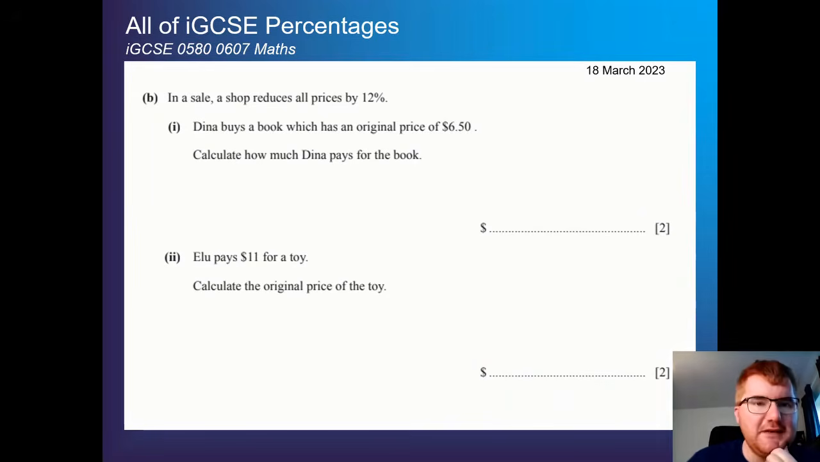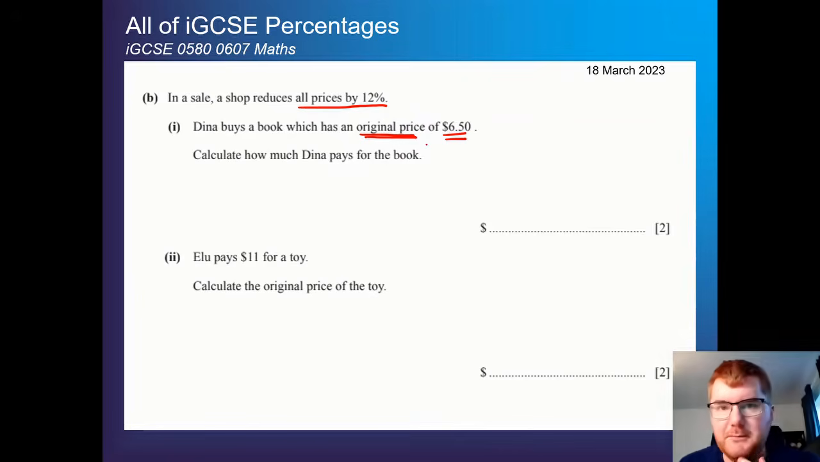Okay, so in a sale, a shop reduces all prices by 12%. Dina buys a book which has an original price, so this is a clue here, of $6.50. Calculate how much Dina pays for the book.